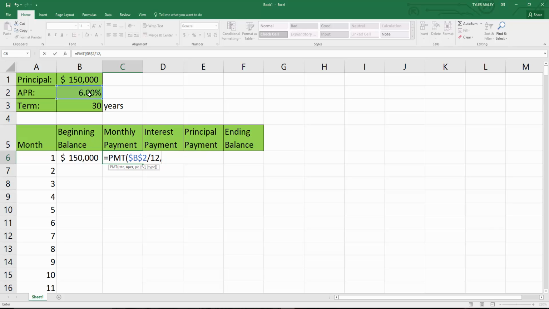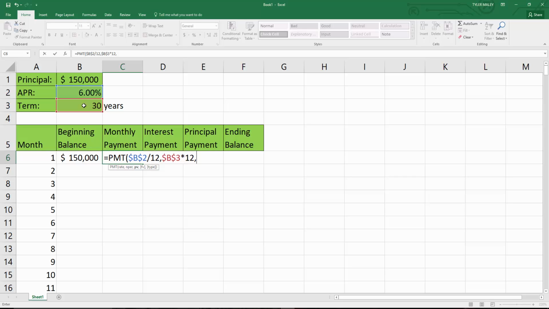And then next, I need to calculate my number of periods. My number of periods would be 30 years. And again, I'm going to pull this down, and I don't want that box to move, so I need to lock that in. So 30 years, and I'm doing monthly, so I would multiply that by 12. Then I would have a comma.